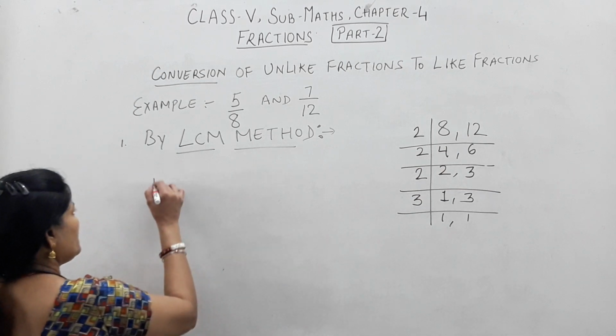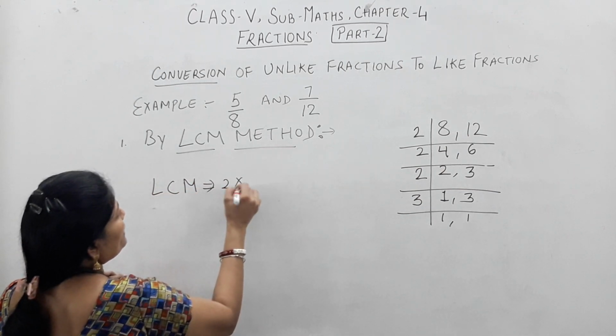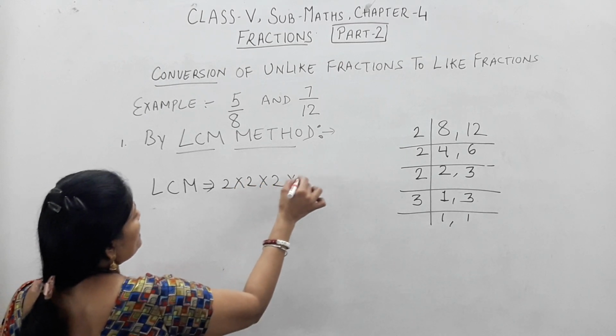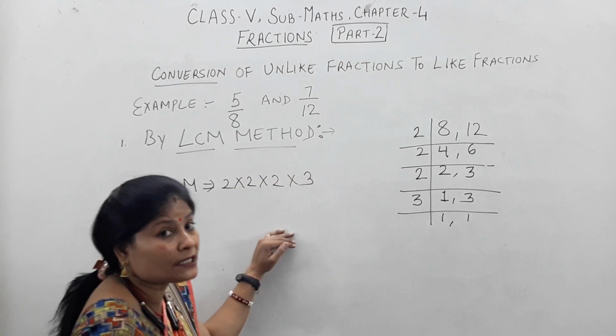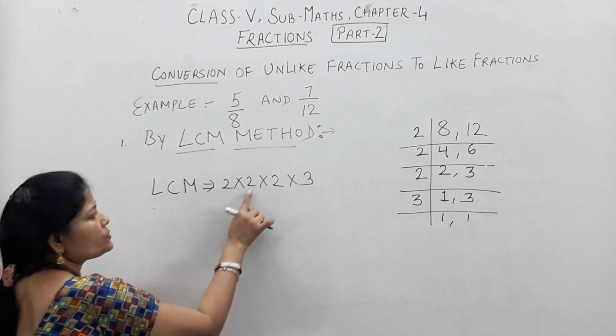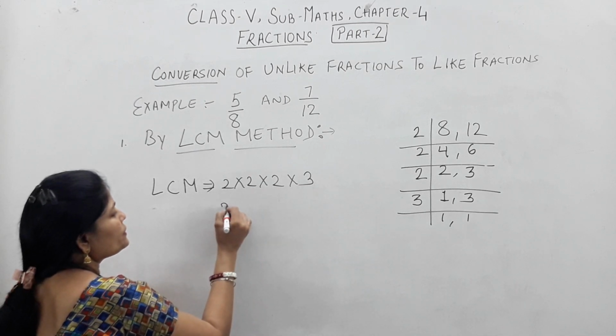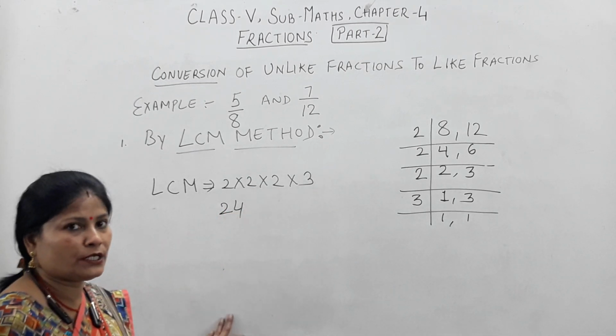So I will write down here LCM. What is the LCM of both numbers? 2 multiply 2 multiply 2 multiply 3. Now I have to multiply all of the factors. Yes, 2 2s are 4, 4 2s are 8, 8 3s are 24. So my LCM is 24.